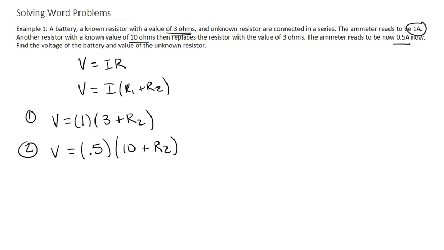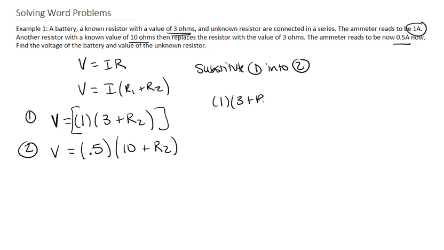And what I would do is solve by substitution, because the voltage is already set up to be a substitution problem. So we can just put this voltage into equation 2. Anytime you see V in the second equation, you would insert this whole expression. So I would substitute 1 into 2. Then we get 1 times 3 plus R2 equals 0.5 times 10 plus R2.